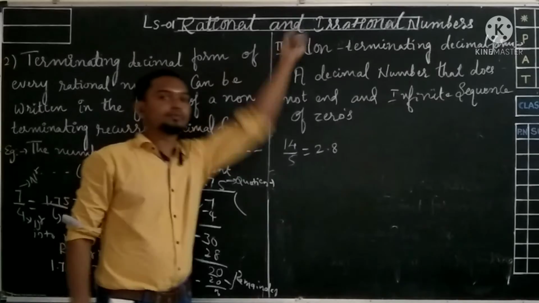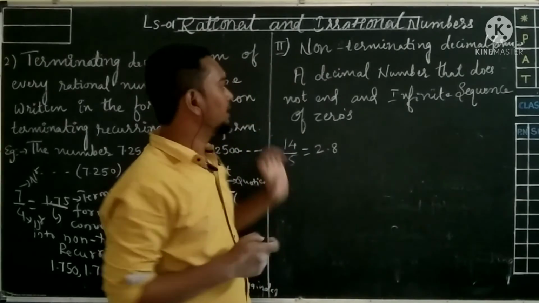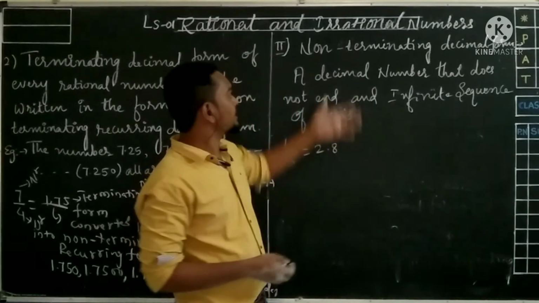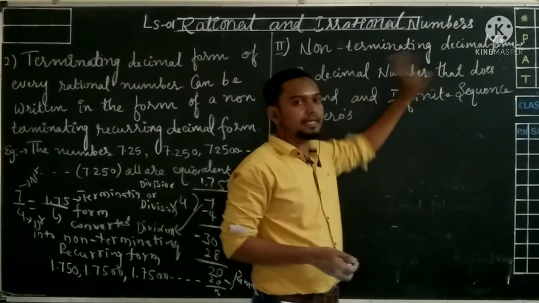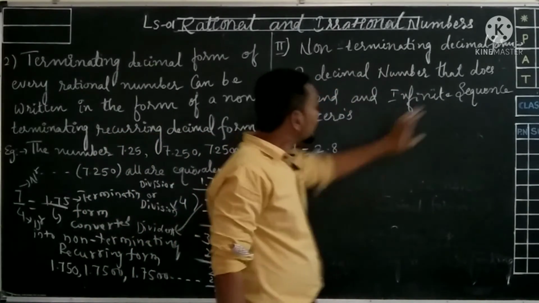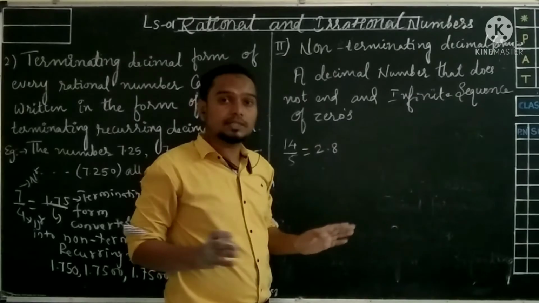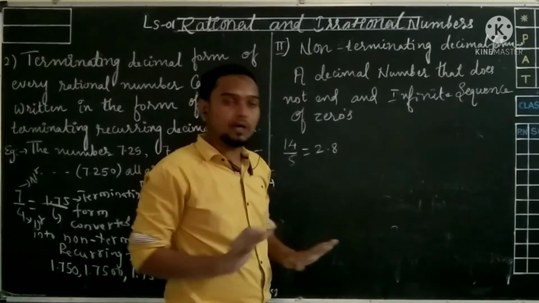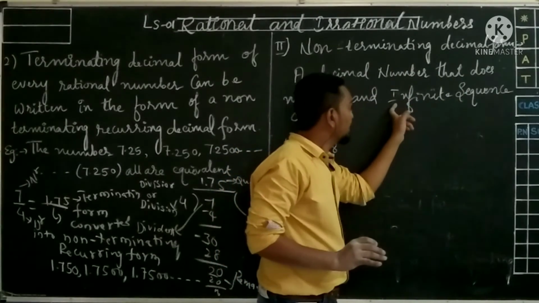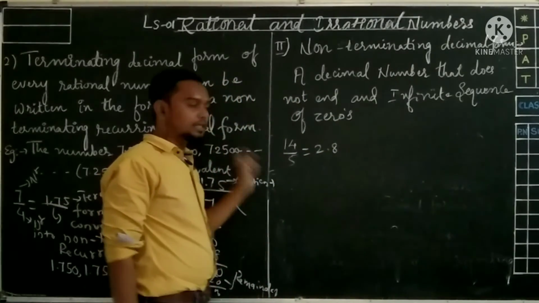We have already discussed the first type, terminating decimal representation. Now we will discuss the second type, non-terminating decimal form. A non-terminating decimal is a decimal number that does not end. That means the remainder does not become zero. It is an infinite sequence of digits.